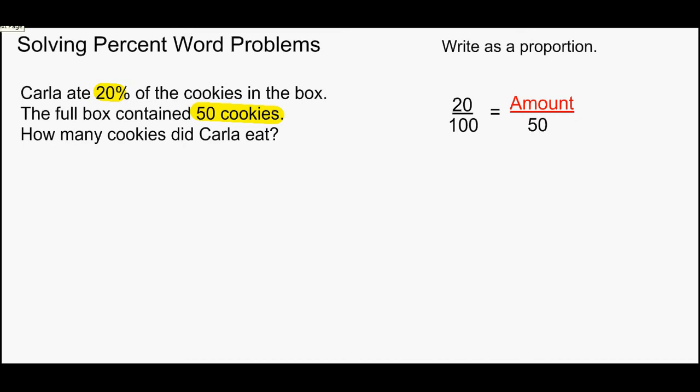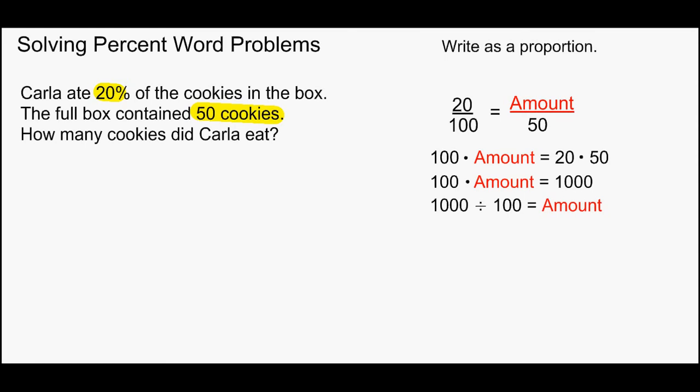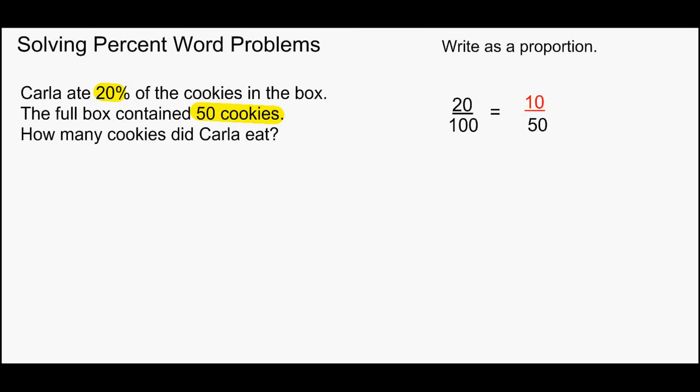We'll use cross multiplication. 20 times 50 is on the right. 100 times the amount is on the left. 100 times the amount will equal 1,000. Divide 1,000 by 100 and we'll have the missing amount. The missing amount equals 10. Carla ate 10 cookies.